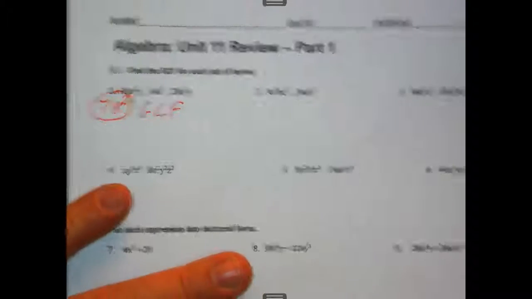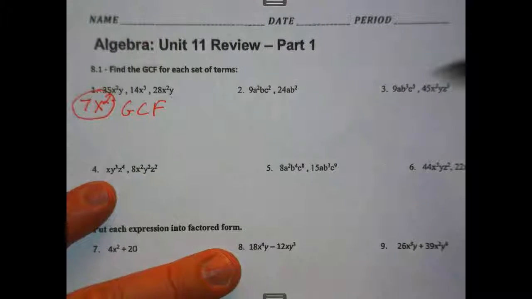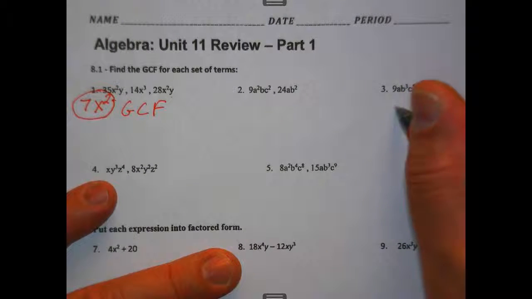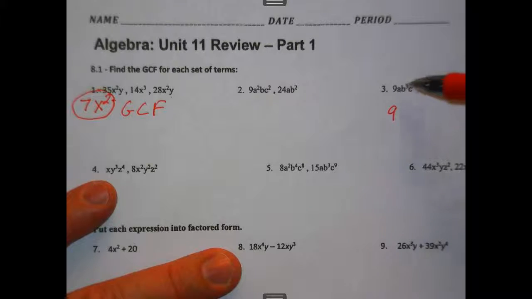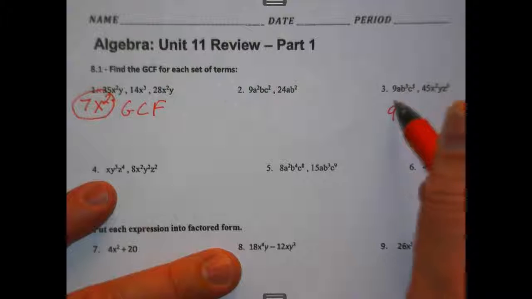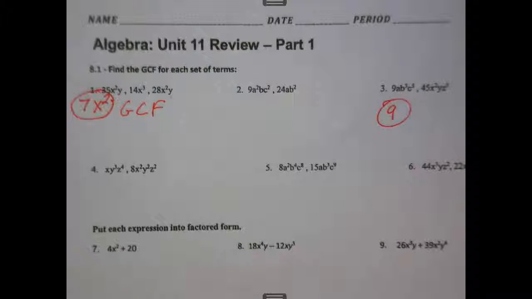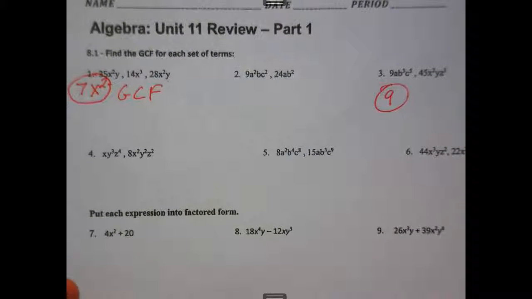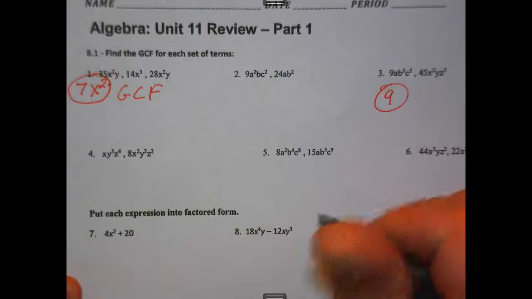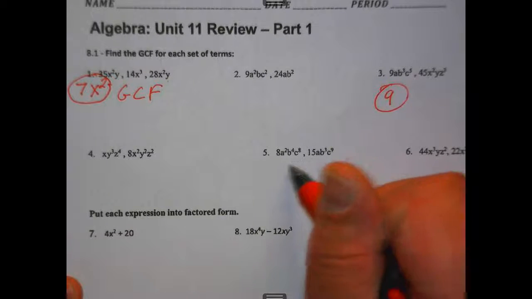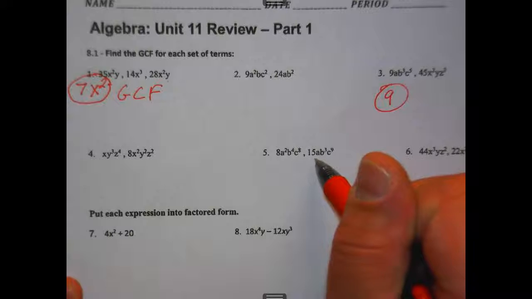Number 3. 9 and 45, I can take out a 9. This has 1a. In fact, they don't have any variables in common, except. Number 5. See, there's nothing in common with 8 and 15.